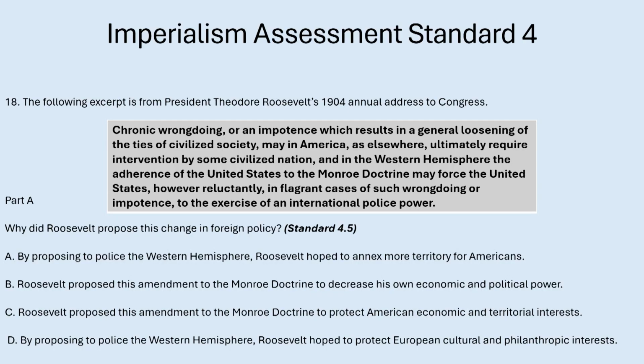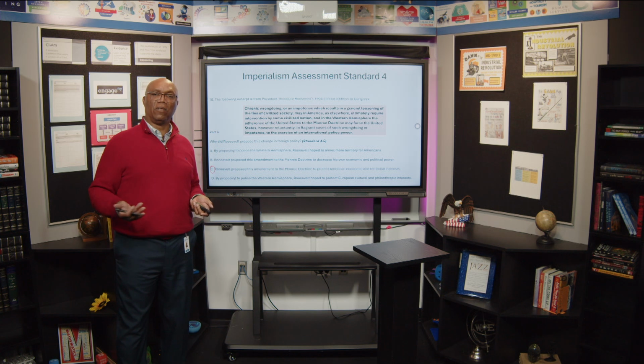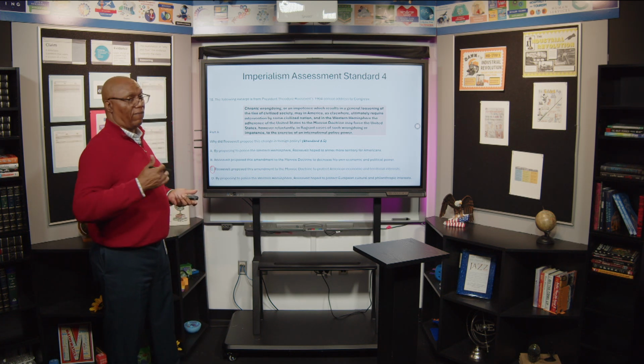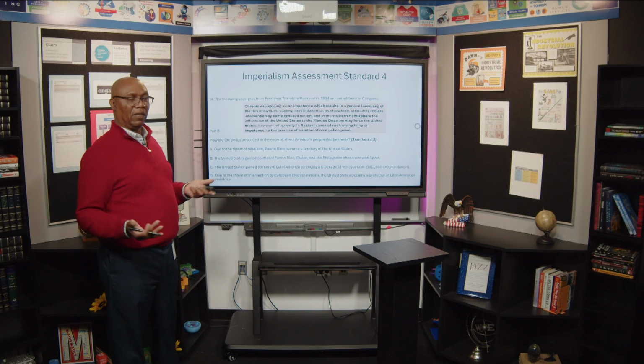Roosevelt proposed the amendment to the Monroe Doctrine to decrease his own economic and political power. Nope. Roosevelt proposed this amendment to the Monroe Doctrine to protect American economic and territorial interests. By proposing to police the Western Hemisphere, Roosevelt hoped to protect European culture. No, he didn't want European culture here. He didn't want to annex more territory for Americans. What he basically wanted to do was to protect American economic and territorial interests. He didn't want these countries to enter into agreements, of course, with these other nations. Now, if annexing these was an option, then that'd be something else entirely.